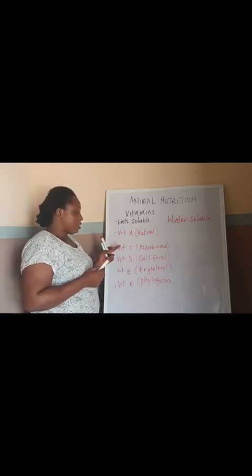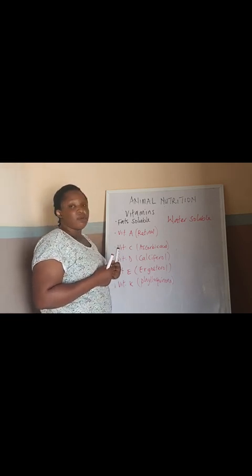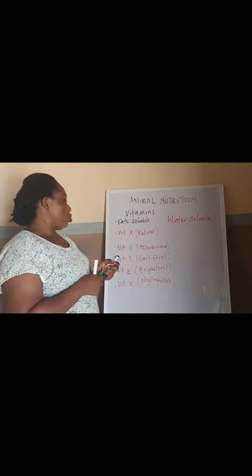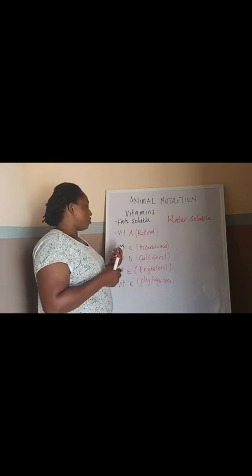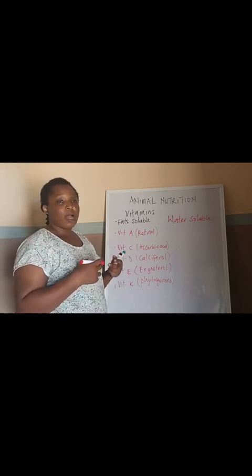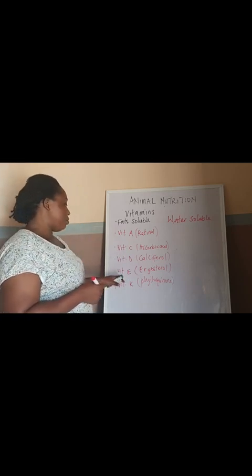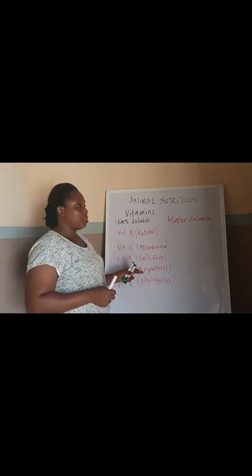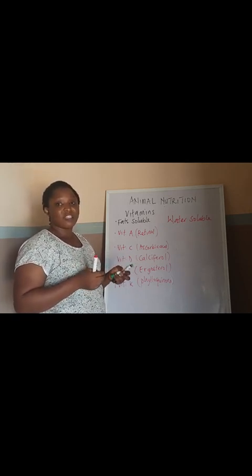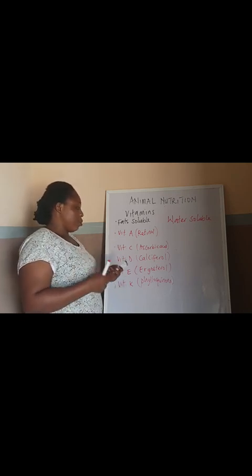So we have vitamin D, which is calciferol. It is needed for proper development of the bone and teeth formation. So the deficiency of vitamin D will lead to rickets and bone problems. So vitamin E is known as ergosterol because it helps in forming the steroid hormones that are needed in reproduction. So it helps fertility, it helps reproduction.